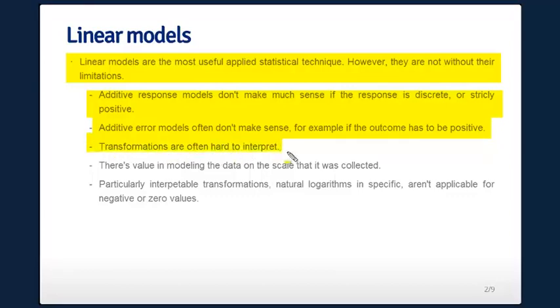You can do things like transformations, but often transformations are hard to interpret. I think there's an actual value to modeling the data on the scale that it was collected, or the scale that's of interest. And then, particularly interpretable transformations, natural log being the most obvious one, isn't applicable to negative or 0 values. And you can get around that, of course, but you're then no longer have natural log. You have natural log of some function of the data.